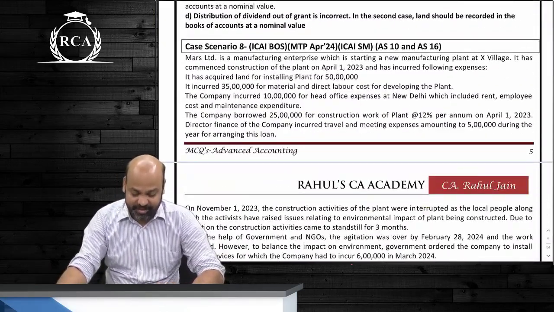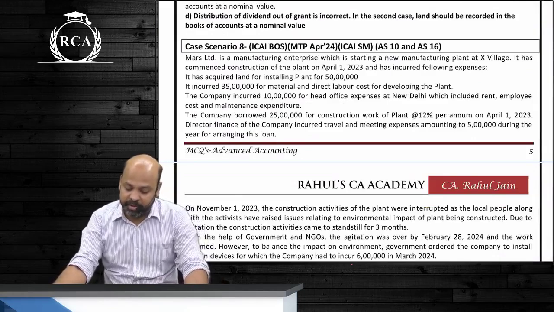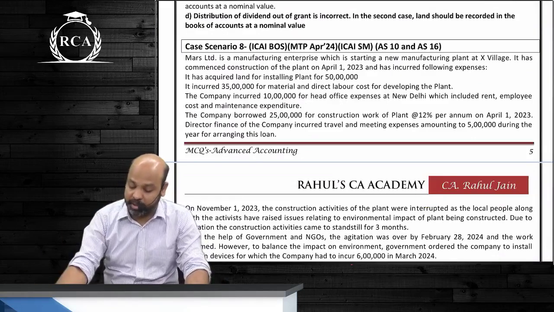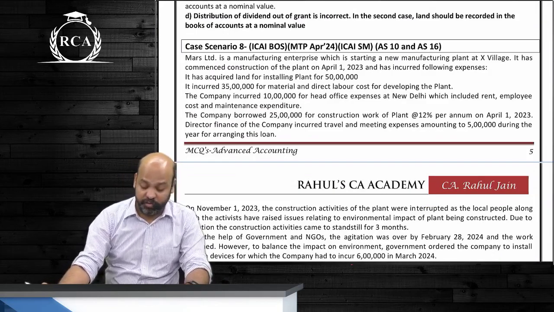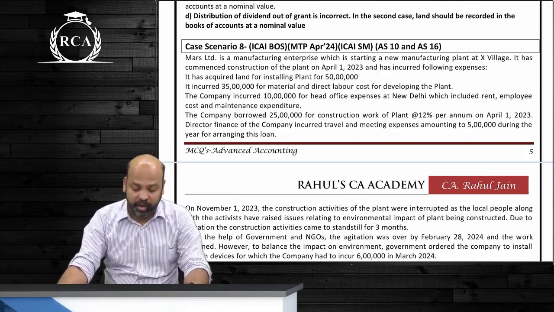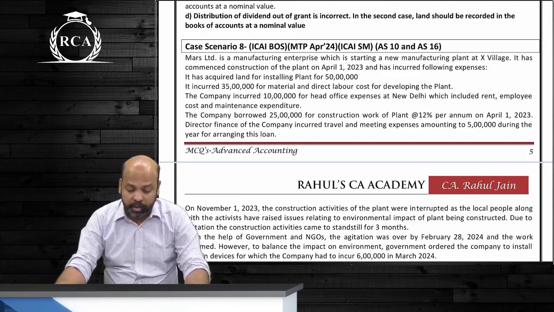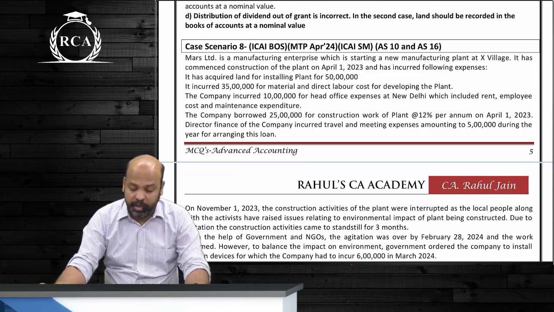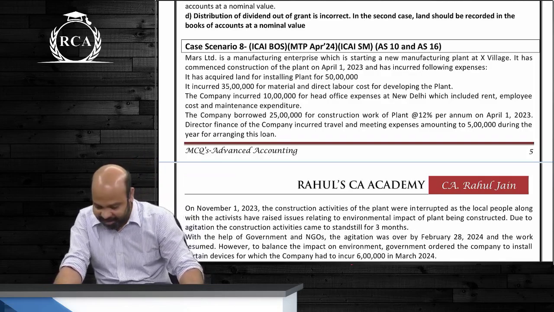8th question, guys. Mars is a manufacturing enterprise which is starting a new manufacturing plant at your Axis village. It has commenced construction of the plant on 1st April 2023 and has incurred the following expenses. It has acquired land for installing plant for 50 lakh rupees. It incurred 35 lakhs for material and direct labor costs for developing the plant. It should be added, guys, of course, directly related.